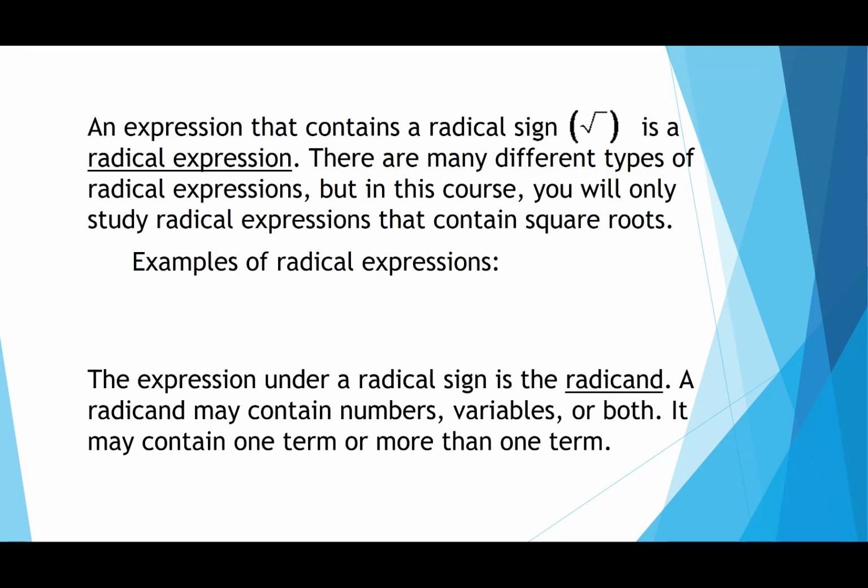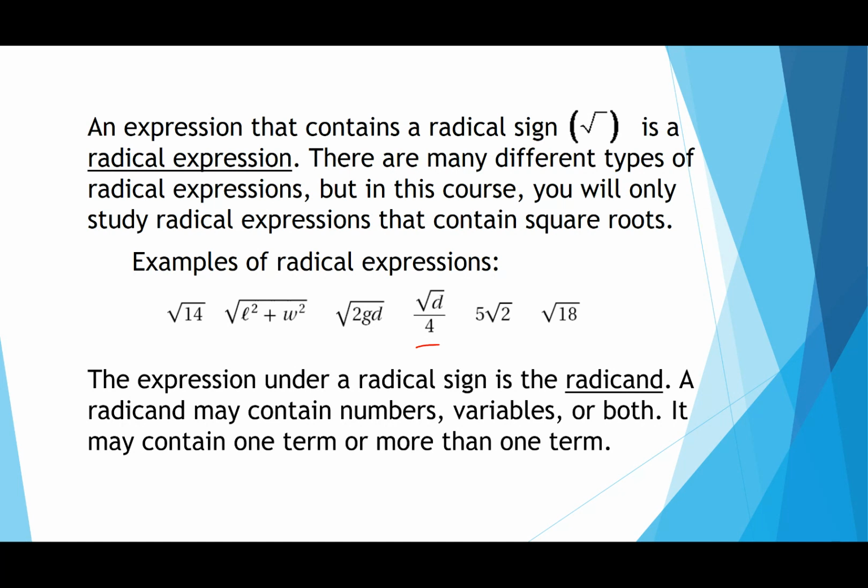So, if I gave you some of these radicals, square root of 14, right? 14 is the radicand because it's under the radical. Square root of L squared plus W squared. Again, L squared plus W squared is the radicand. In this fourth one, D is the radicand.